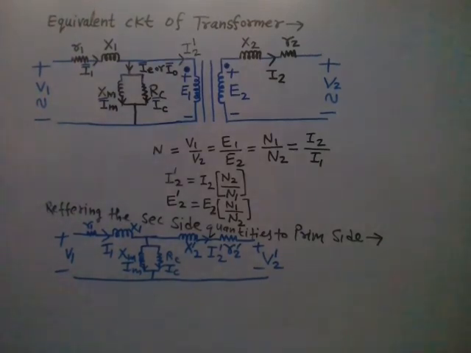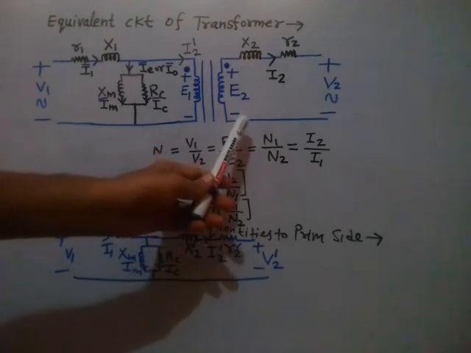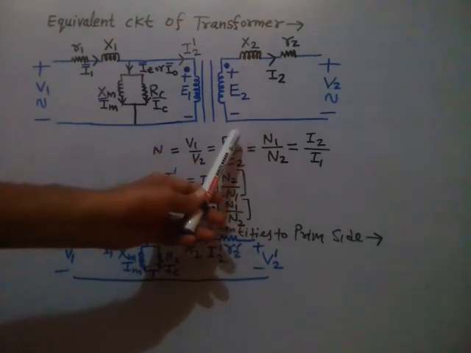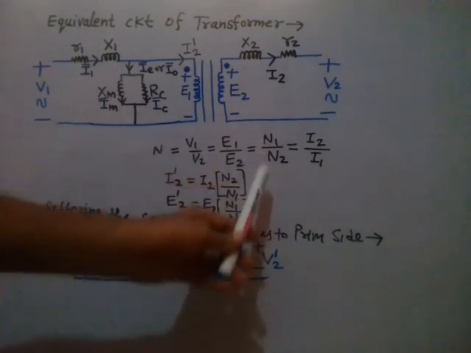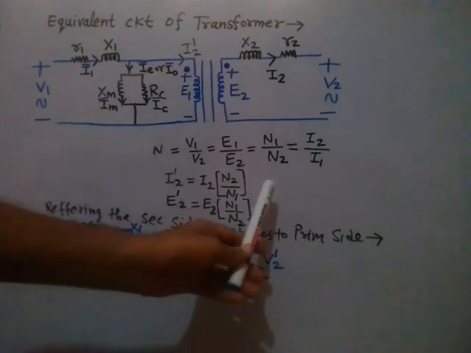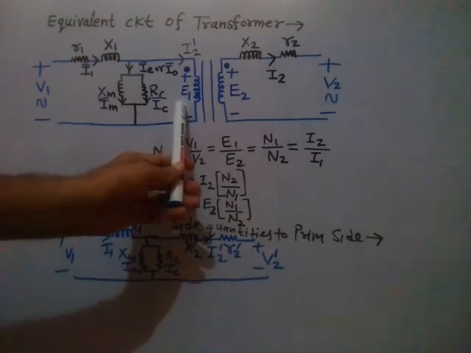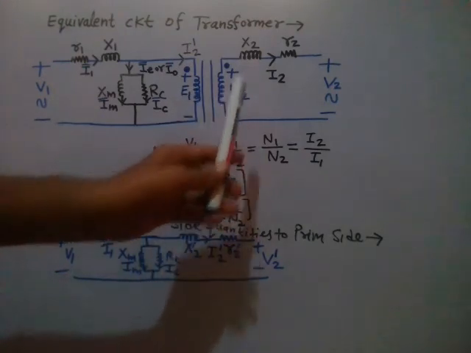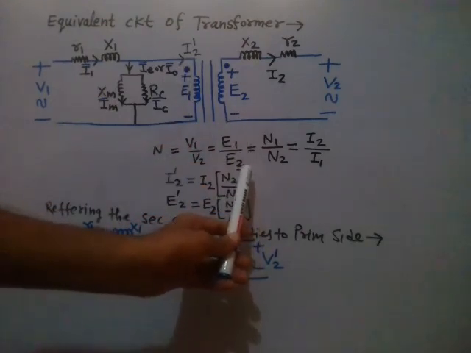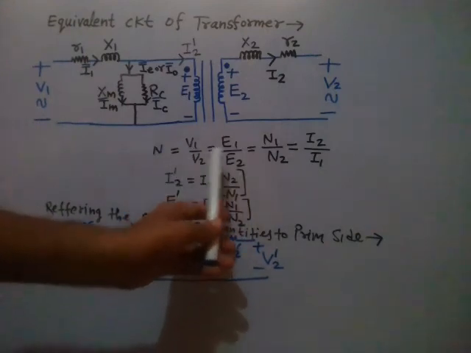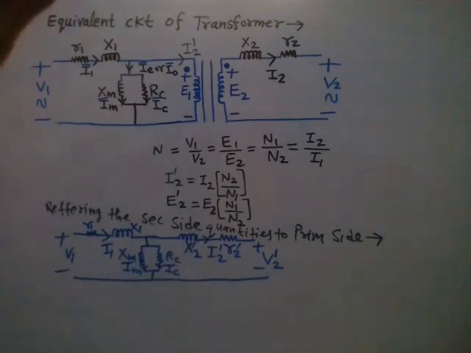Right. So here E1 and E2 are produced by the same mutual flux phi m, so they will be in the same direction, right? If I say N1 is equal to N2, if the number of turns are the same, then the magnitude of the induced EMF will also be the same. Mod E1 is equal to mod E2 if N1 is equal to N2, right?